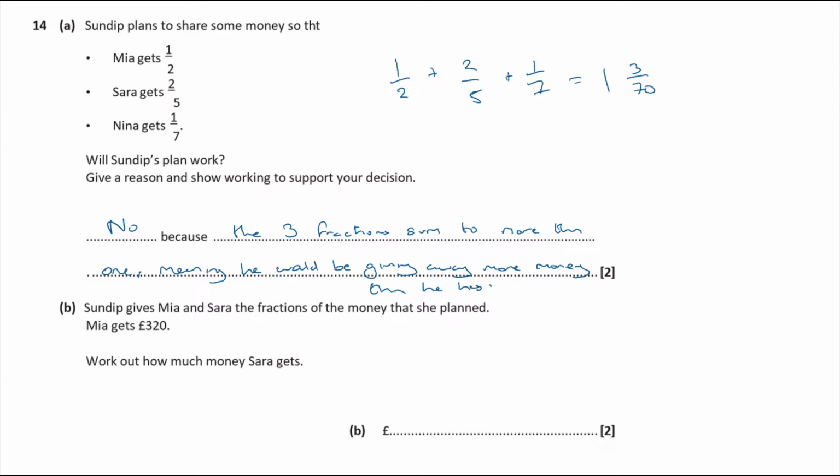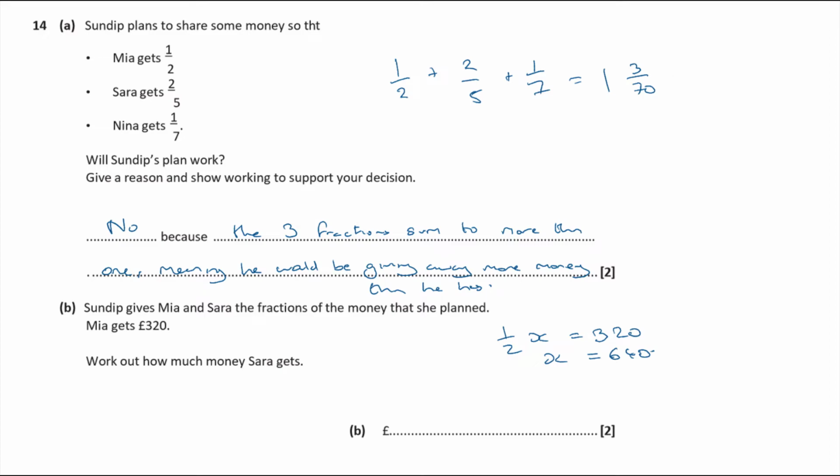Mia gets £320. Work out how much money Sarah gets. Okay. So, if he's going to stick with the half and the 2/5, and we're told that Mia gets 320, that means if half of the total was equal to 320, then times both sides by 2, the total is going to be 2 lots of 320, which is 640, isn't it? So that's how much he was sharing. He's given Mia half of it. So what's 2/5 of it then?